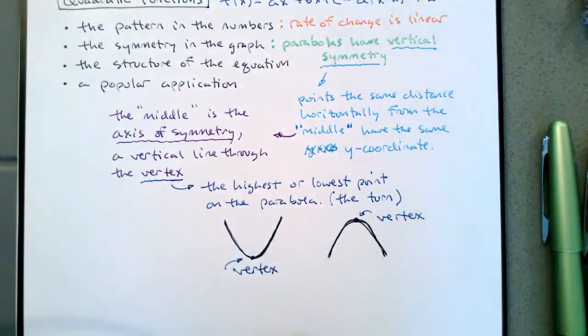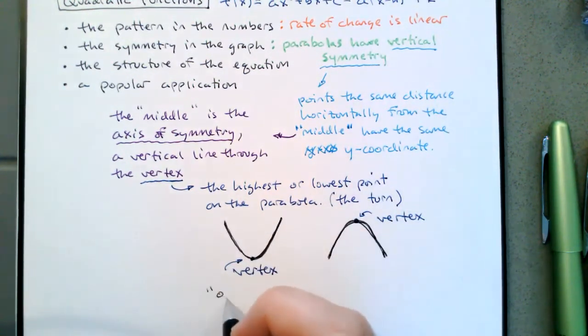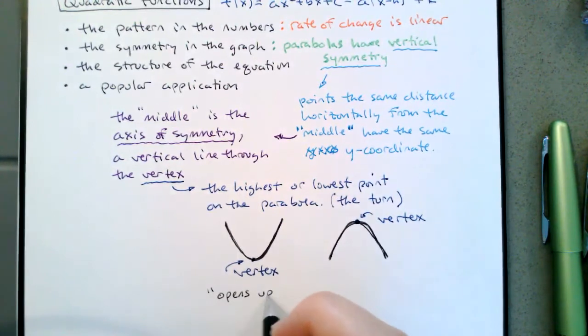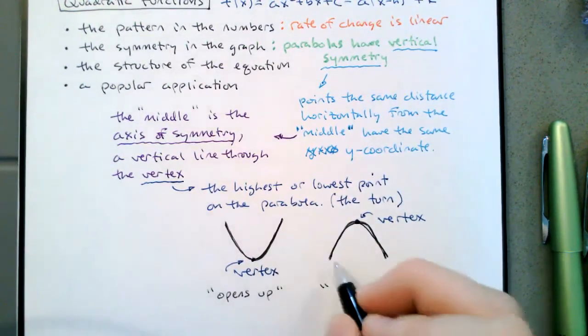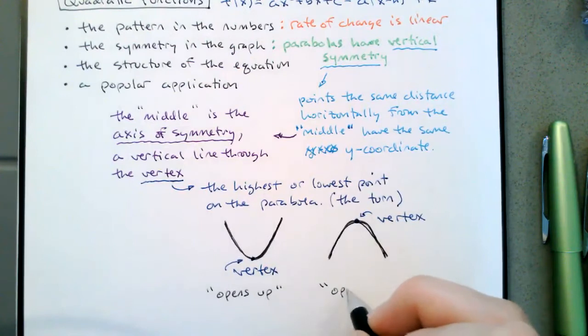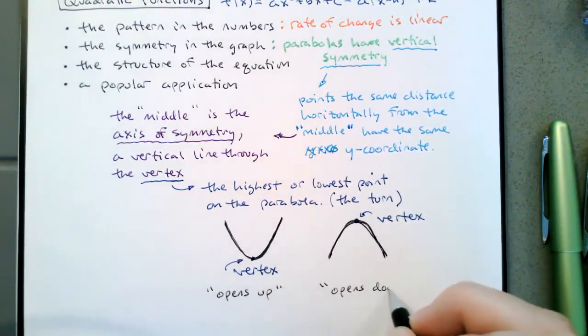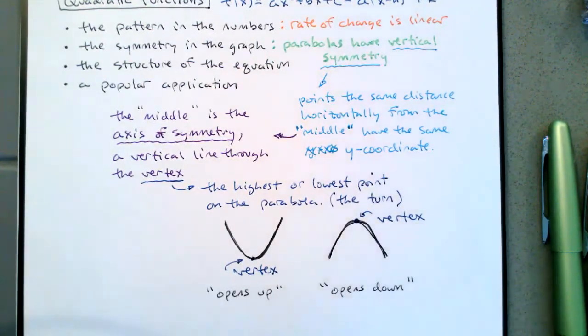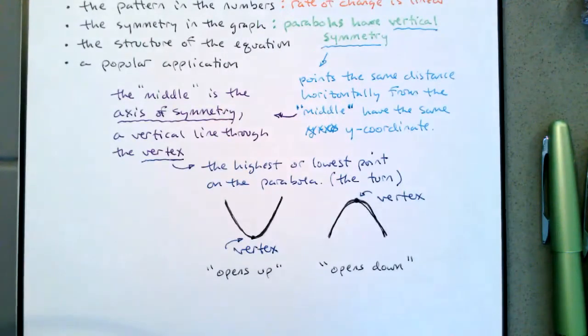It's either the highest or the lowest point. I refer to this parabola as one that opens up. And I'll refer to this kind of parabola as one that opens down. Sometimes I refer to them as happy and sad, because one is smiling and one is frowning.